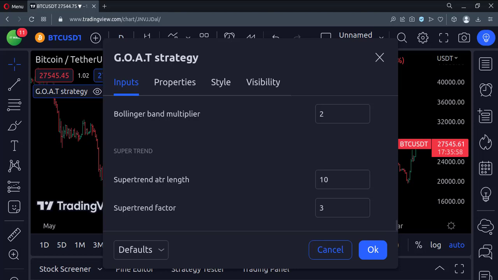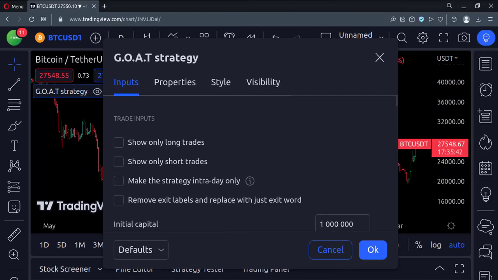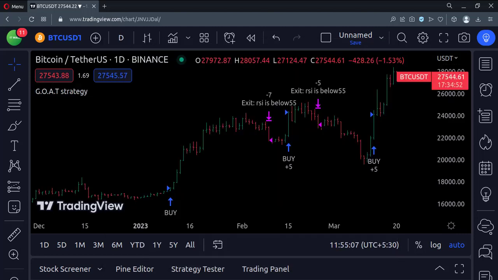Okay. Now that we have seen how and where we can modify or adjust the basic indicator inputs, let's see the strategy design. At the top of the settings panel, you will see these inputs. I have especially given separate options to show only long and short trades if a user wants that. I will select the Show Only Long Trades option. And now you can see that only long trades are visible on the chart.